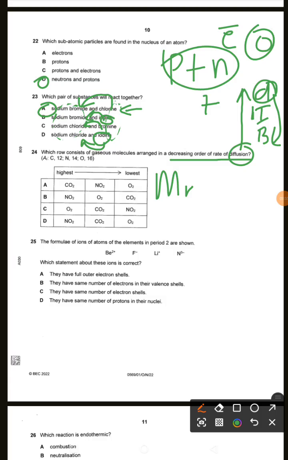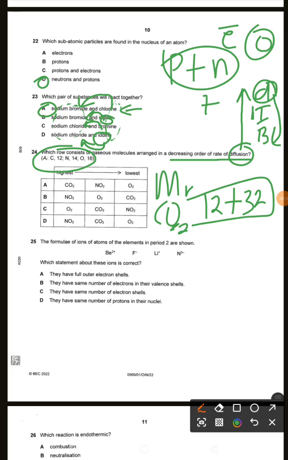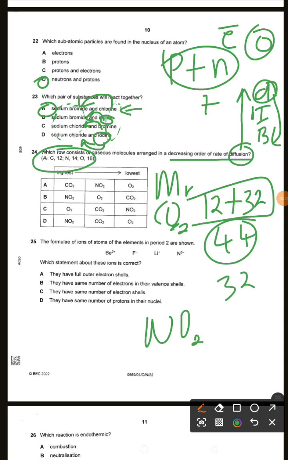nitrogen dioxide, and oxygen. So now you have to actually calculate the MR of those gases because you're given the ARs there. So for CO2, remember, carbon is 12 plus oxygen is 16 times 2, that's 32, so that is a total of 44. And then NO2, that's 32 plus nitrogen is 14. You have to actually calculate this, because if you don't, then you might just randomly guess the answers. That's 46. And then lastly we have oxygen. That's 16 times 2, that's 32.